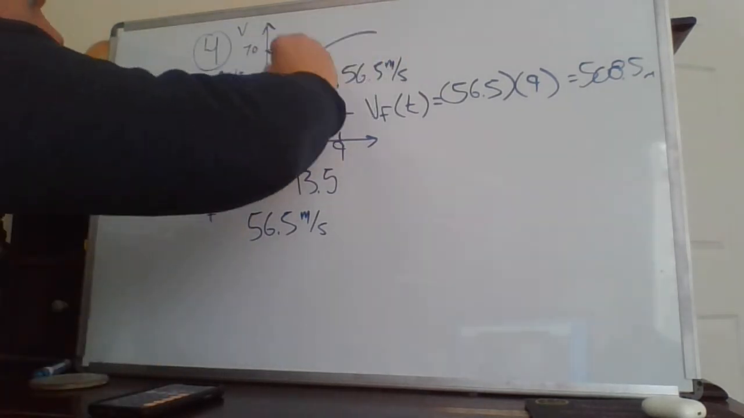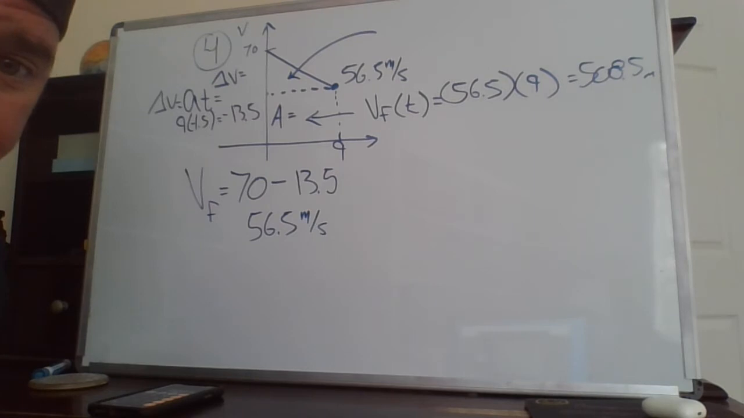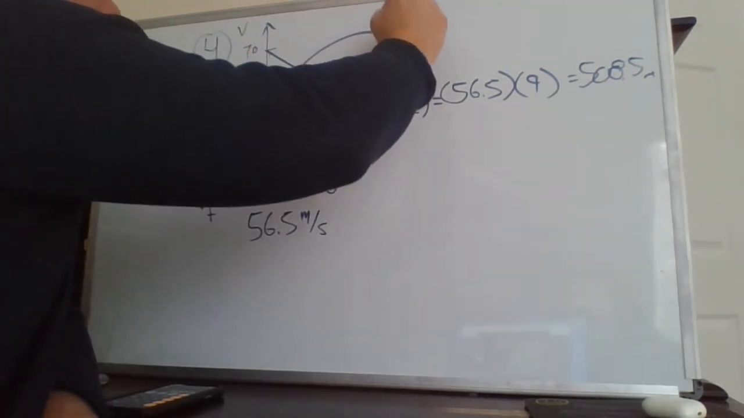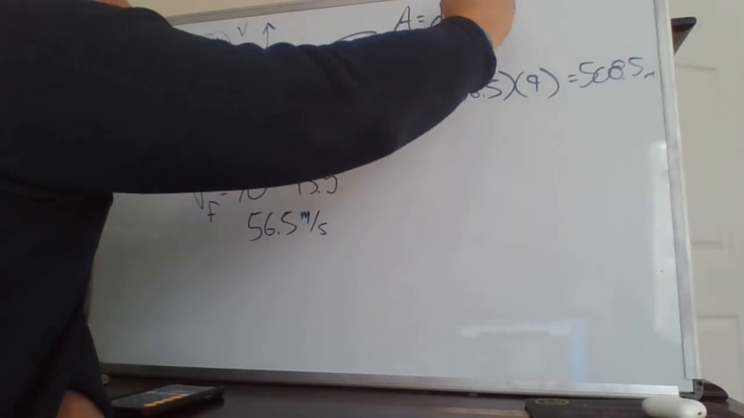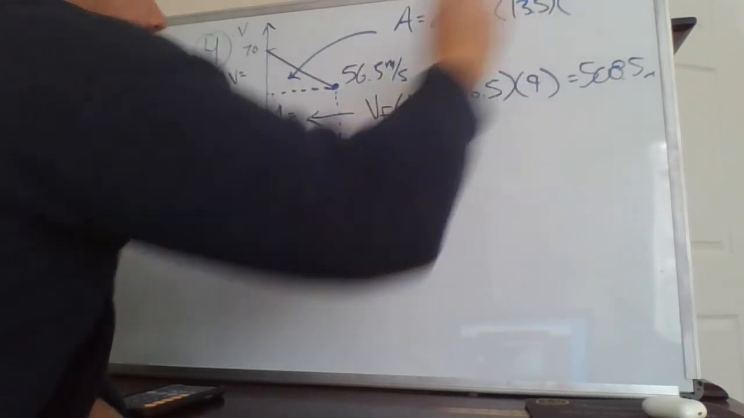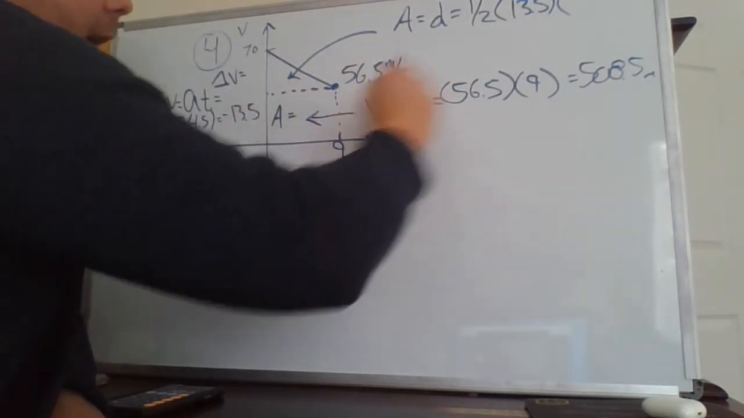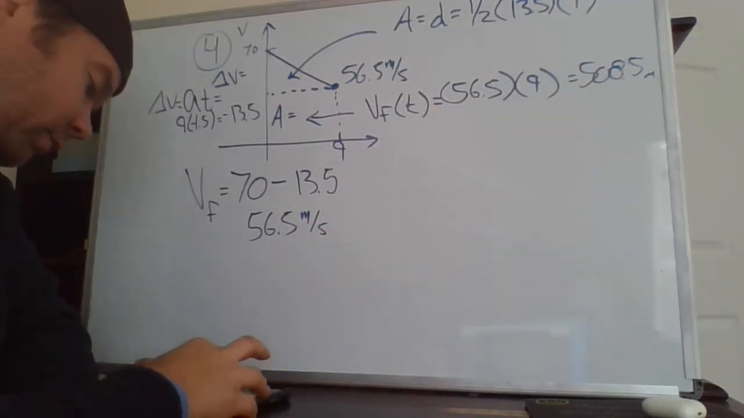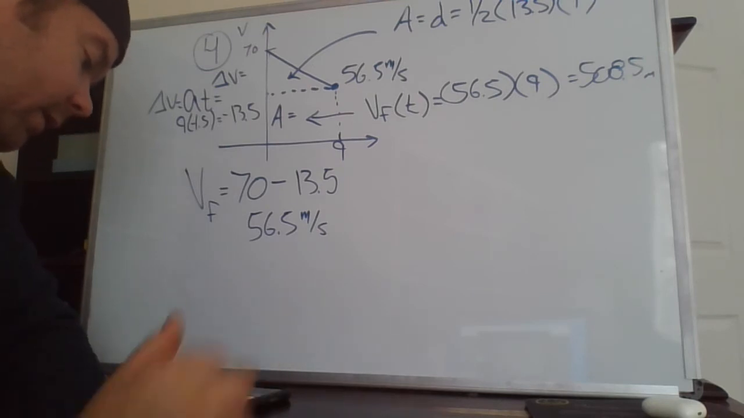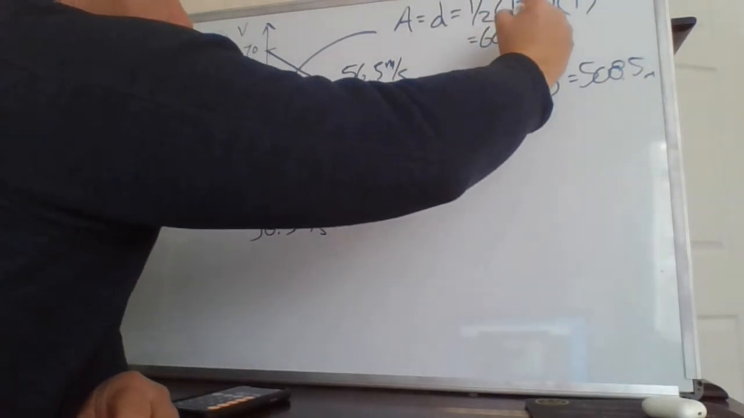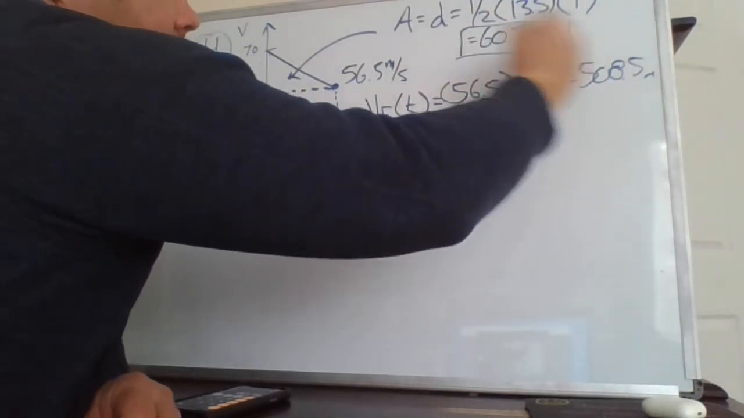Let's do now the triangular part. Okay, the triangular part is going to be, let's see, the change in velocity is the height of it. So the area, which is the distance, is 1/2 times the change in velocity, which is 13.5, times the time, which is 9. Okay, let's multiply this out. 13.5 times 9 times 0.5. Yeah, 60.75 meters. So that's the triangle part.